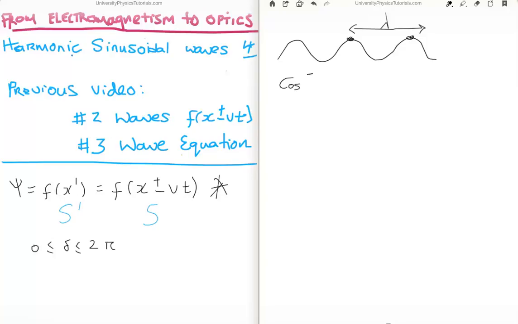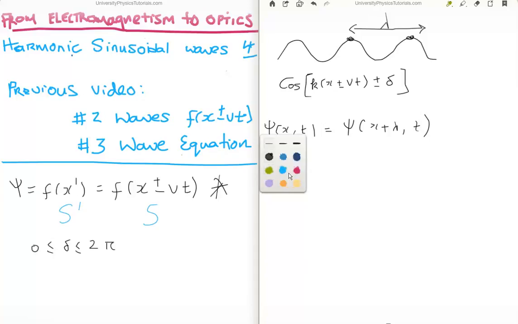Okay, so I'll write the general wave, which is cos of k outside of x plus or minus vt plus or minus delta. But we know that if we add 2 pi to delta, we've moved nowhere, and also if we add lambda to x, we move nowhere. So we note that psi of x and t is the same if we add one wavelength. Now, what does that mean? If we just look at the argument, it's going to be the following. I'm going to use green. Let's say I'm going to write sine instead of cosine this time.